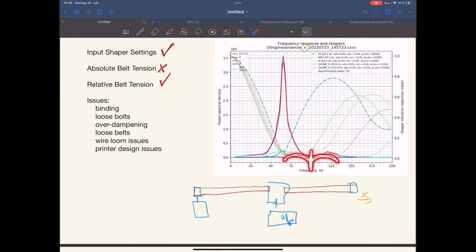So that's the maximum, where the maximum compensation happens, and then we have one here and one here. And something like this happens earlier on again, but in frequencies above, let's say, 100 Hertz, we don't really do a lot of things anymore because they don't matter a lot to printing.